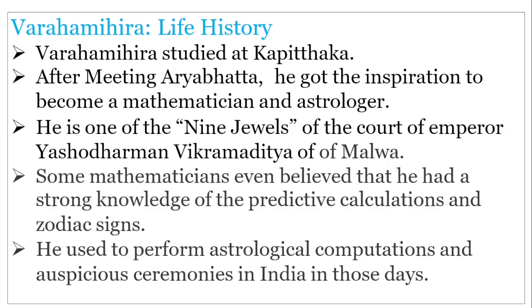And some mathematicians believe that he had strong knowledge of predictive calculations and zodiac signs. So here again astrology shows up, and he used to perform astrological computations and auspicious ceremonies in India in those days. So again auspicious ceremonies means yajnas, etc. Also some of the auspicious ceremonies include marriages or some other samskaras that are held in the householders' families.